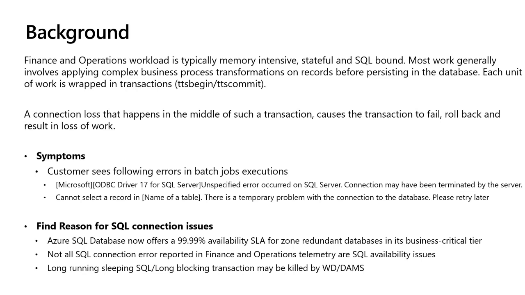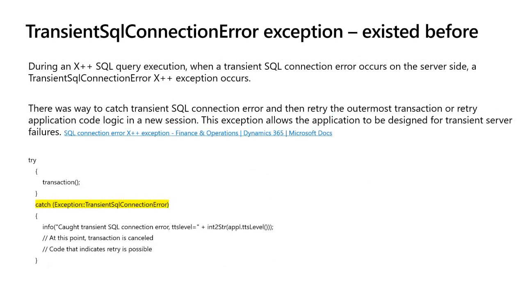So what do we have? Since Q21, we've had this transient SQL connection error exception that has existed in D365 Finance and Operations. There is a way for a developer to write code, write your own retry logic, catch the exceptions, and retry if any SQL transient connection failure happens. That can happen for maybe a few seconds or milliseconds. That existed even before we introduced this retryable framework.